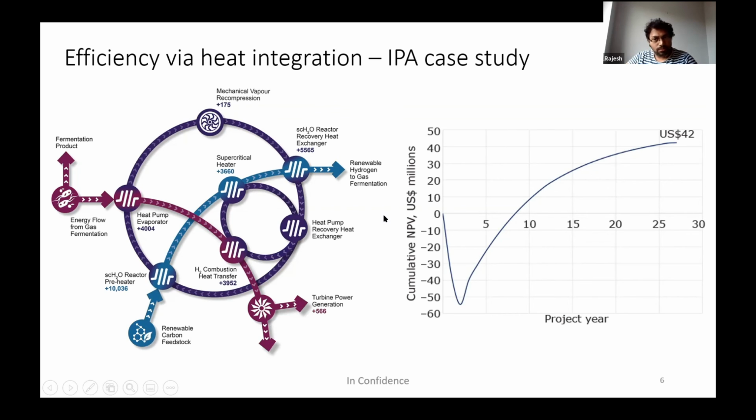We did a techno-economic analysis for isopropanol being produced from waste carbon, from black liquor in this case. We projected a positive net present value for isopropanol. But of course, the cost of the product is the point here. So it has to be costed at $100 a ton. Then we can have a positive net present value for that product.